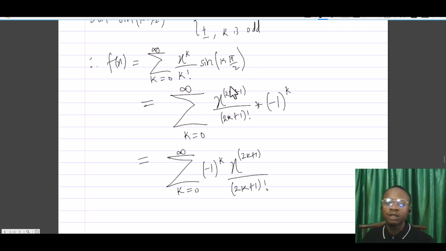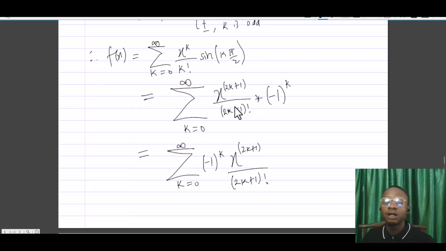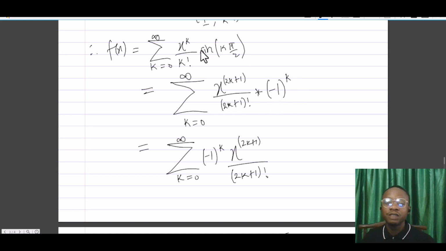Because we have now changed the power here to 2k plus 1, which ensures that it always takes an odd value. And we have also taken care of the sign. We know the sign goes between minus 1 and 1, so this expression takes care of that. So effectively this expression is a replacement for this, and it is easier to deal with than the original expression we obtained directly from here.